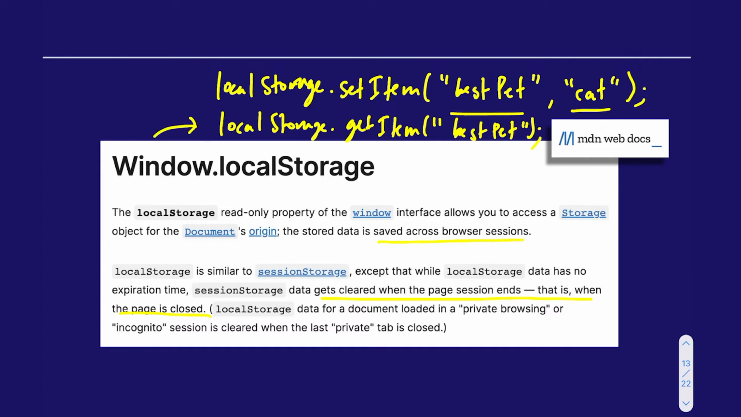So local storage can be very useful if there's some sort of information that you want to persist between browser sessions. But if it's something that you are okay with only persisting while the user still has the page open, you can use session storage.